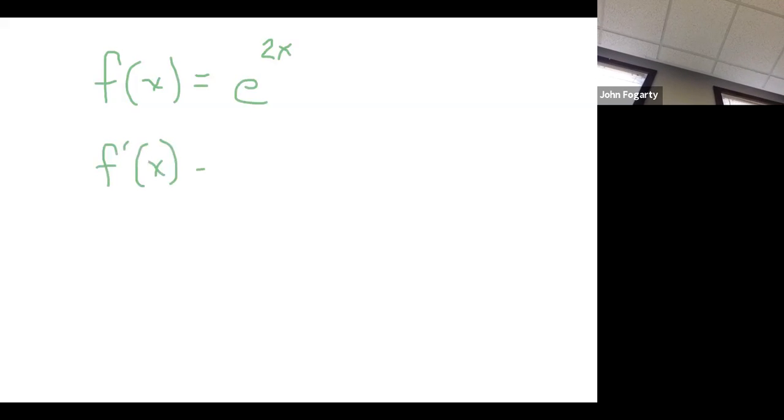Who remembers the rule for this one? If I tell you f of x is e to the 2x, what's f prime of x? Well, my question to you is, this is not the same as this, right? Those are two different things, fellas. That's easy. What's the rule when you have base e? How do you find the derivative?